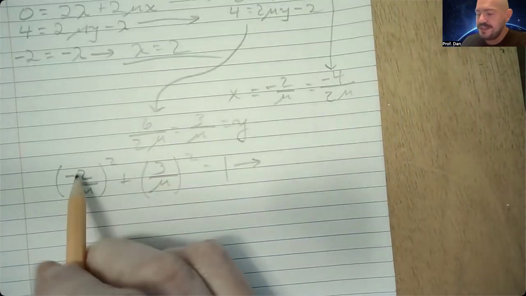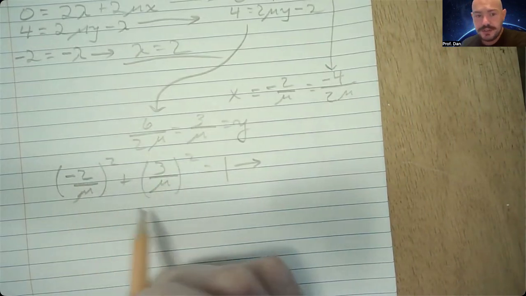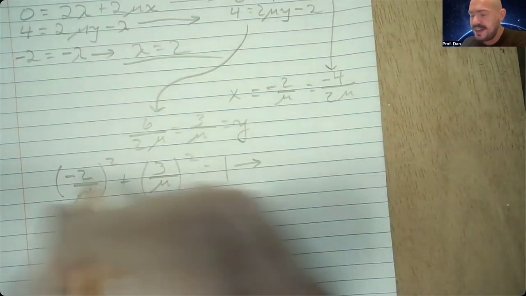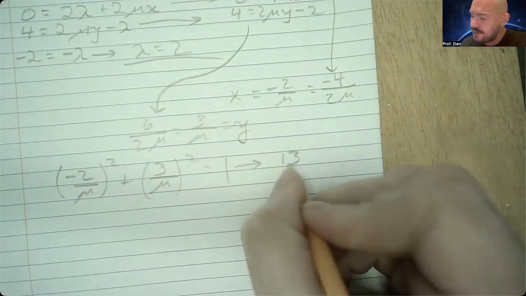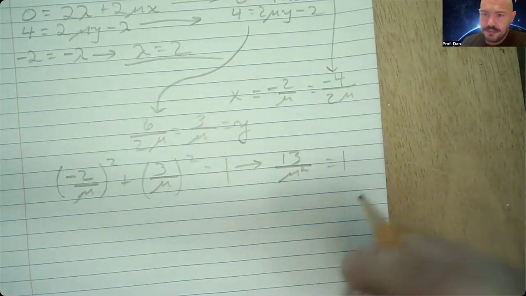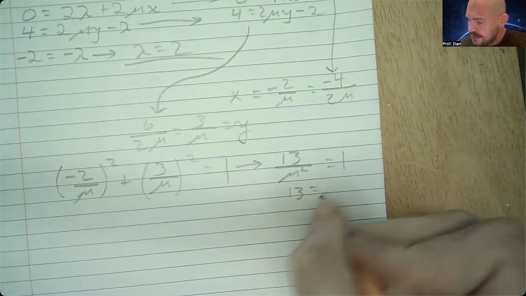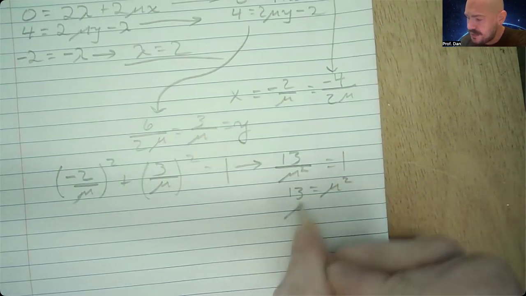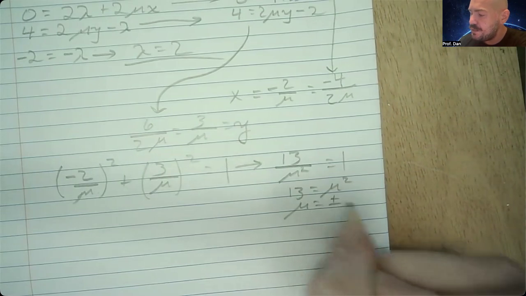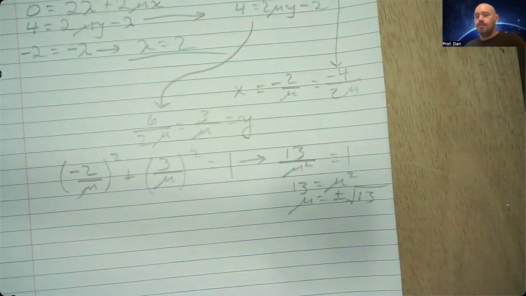So doing a little arithmetic, we get 4 over mu squared plus 9 over mu squared. Since they're both over mu squared, I can add the 4 and the 9, and I get 13 over mu squared equal to 1. Multiply both sides by mu squared, I get 13 is equal to mu squared. Take the square root of both sides, and I have two possibilities. Mu is equal to positive square root of 13, or mu is equal to negative square root of 13.